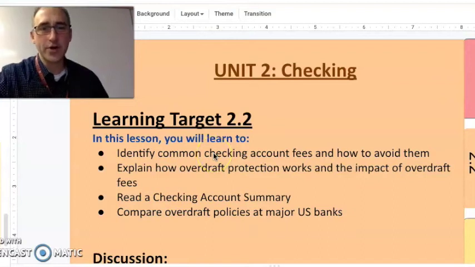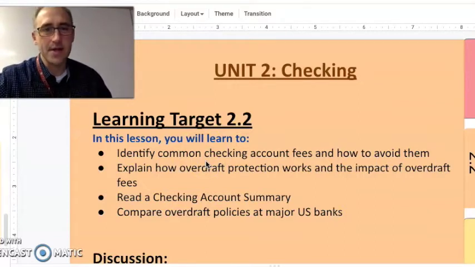Hello class, we're going to talk more about checking today in our Unit 2.2 lesson. Today's lesson is going to focus a little bit more on the uglier side of having accounts. We're going to get into fees and charges that you may incur with a bank account.